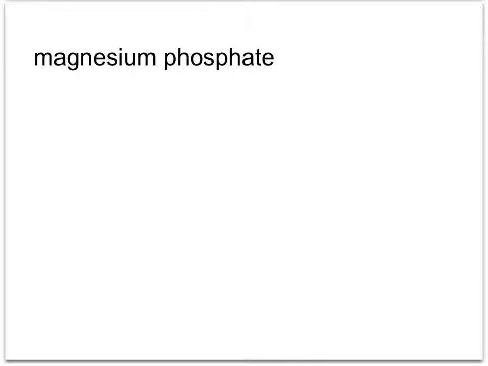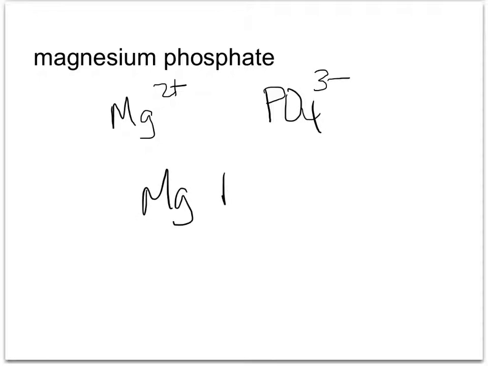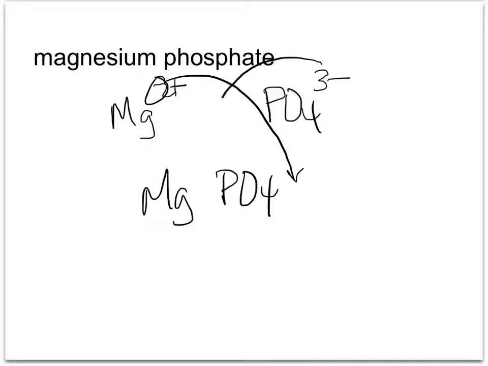In this problem, we have magnesium phosphate. So magnesium is Mg. It's in the second group, so it has a charge of 2 plus. Phosphate, polyatomic ion, PO4, 3 minus. So I put the Mg here. Phosphate, the anion goes here. Notice the 4 stays with the phosphate. This 2 comes down here, and the 3 travels over this way.